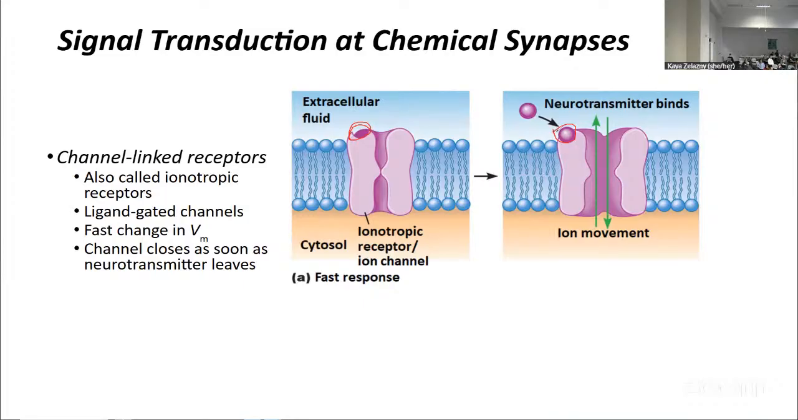Okay. But then as soon as this neurotransmitter pops out of that pocket, that channel is going to close back up and the signal gets turned off. So what we're going to notice about these channel-linked receptors is that this is going to be a fast response, and it's also going to be pretty fast to turn it off.